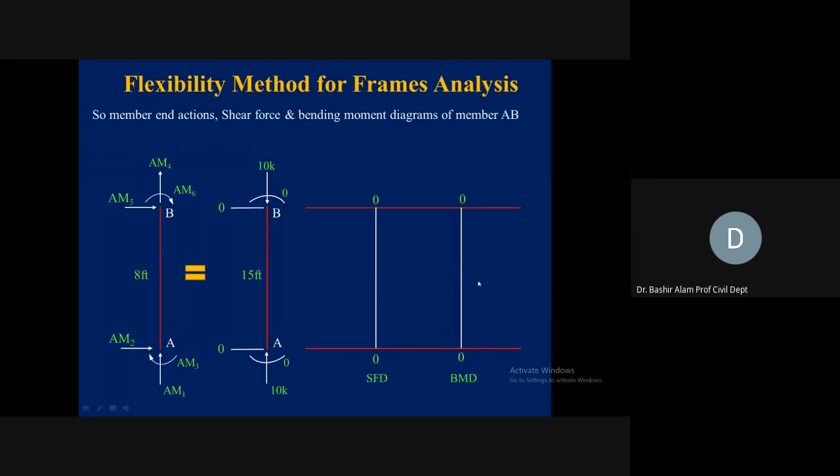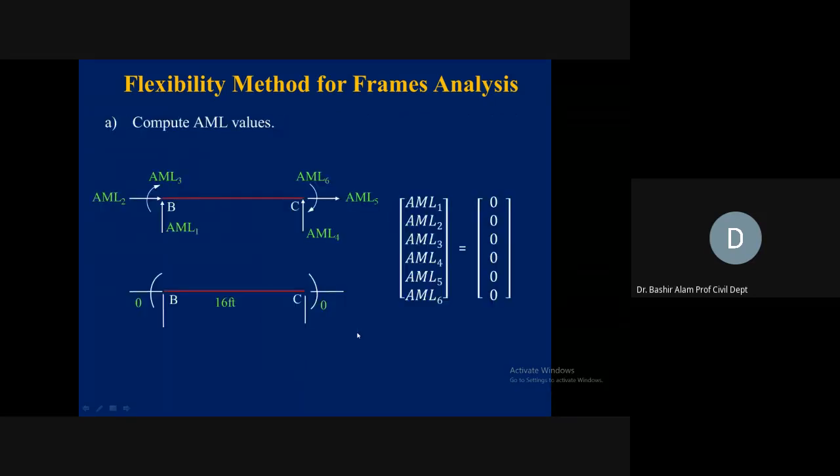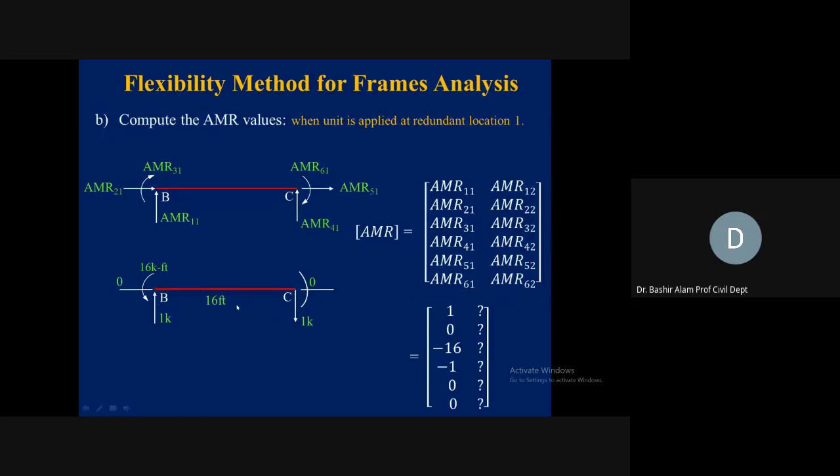Now here we label the member actions AM1, 2, 3 up to AM6. These are unknowns. Now AML values all are 0, 0, 0. From where? From here we record these values. AMR first column, from here we take, it is 1, 0, and minus 16. So here you see these numbers. And then minus 1, 0, and 0.